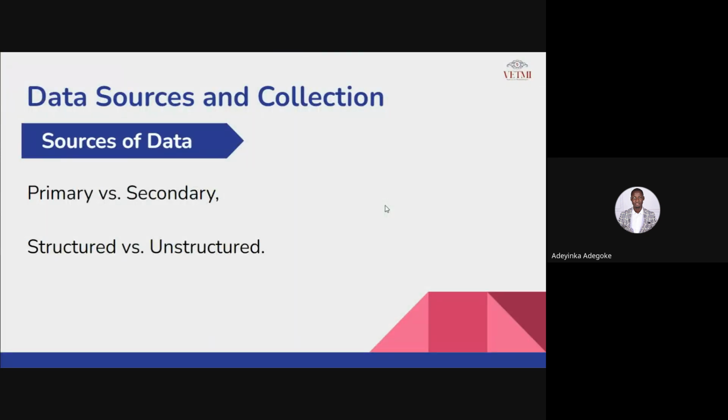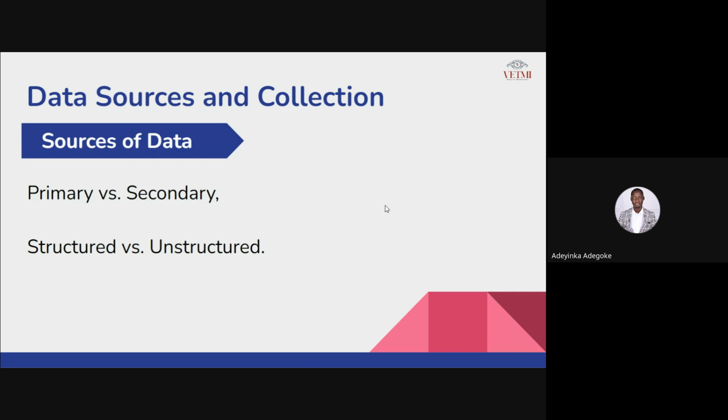Of course, there are sources of data. We have primary sources of data. We have secondary sources of data. We have structured data. We have unstructured data. Primary data is when you go to the field on your own to collect your data. Maybe you decided to design a questionnaire or a Google form or anything that you can use as your field instrument. Maybe it's in form of an interview or a focus group discussion. So that is what we call primary data.